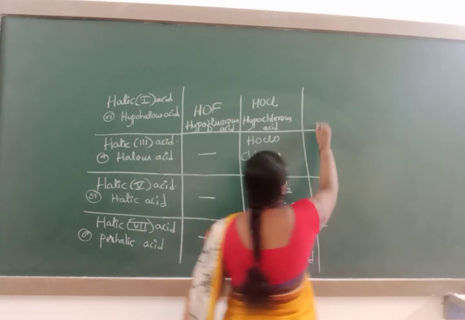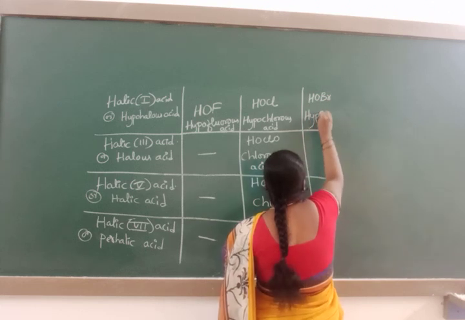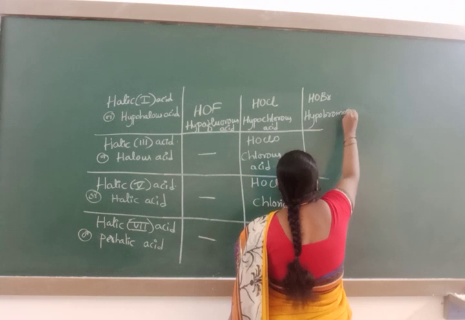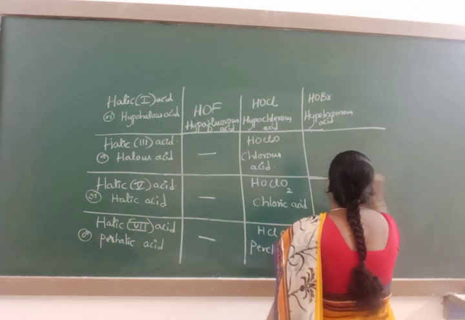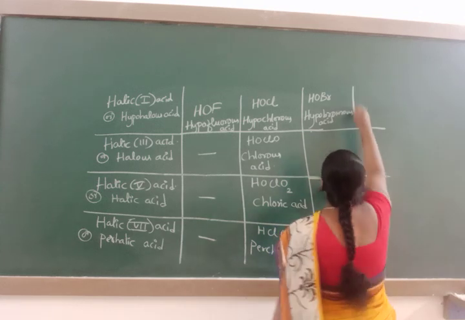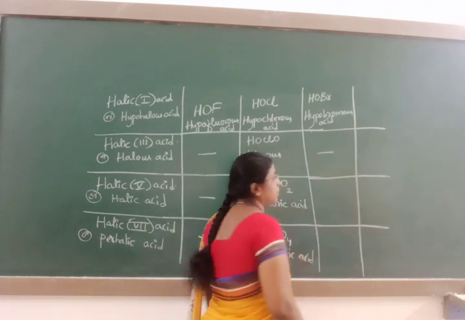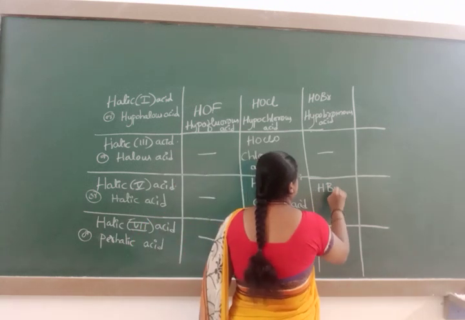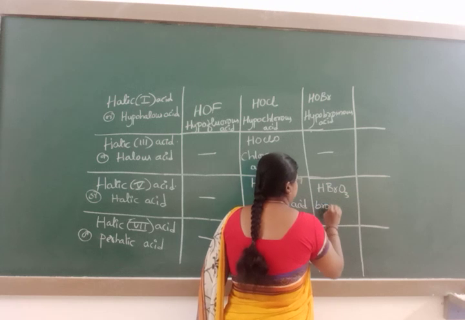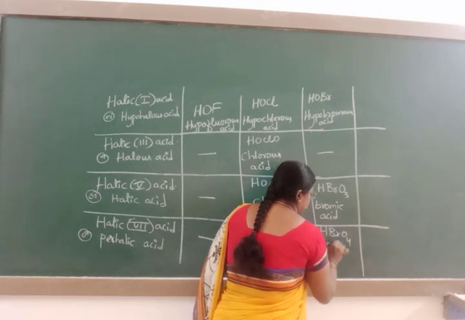Next comes bromine. HOBr is known as hypobromous acid. Here it does not exist in the form of HOBrO. You can see HBrO3, that is bromic acid, as well as HBrO4, that is perbromic acid.